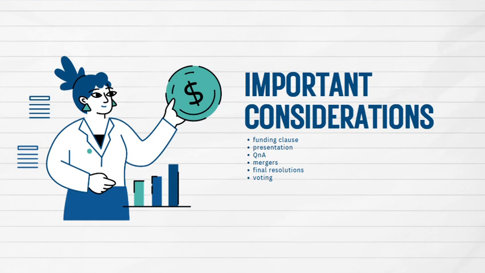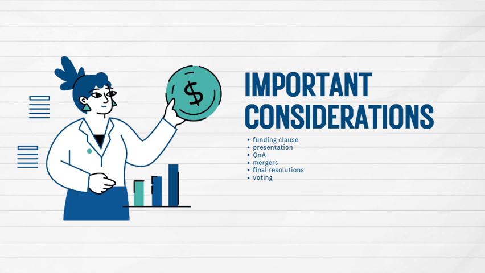So after final resolutions have been finalized, the formatting of the final resolutions is going to be the exact same as the working paper. You're going to have the sponsors list, you're going to have the signatories list, you're going to have the title of the paper, and then you're going to have your clauses. You're going to do presentation and Q&A the exact same way as you did with your working papers. You're going to have a certain number of people up for presentation, and you're going to have a certain amount of people up for Q&A.